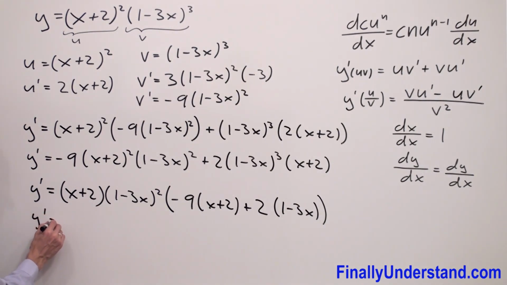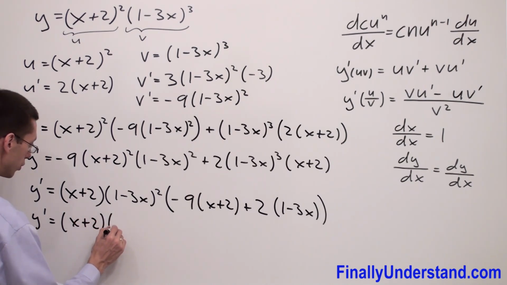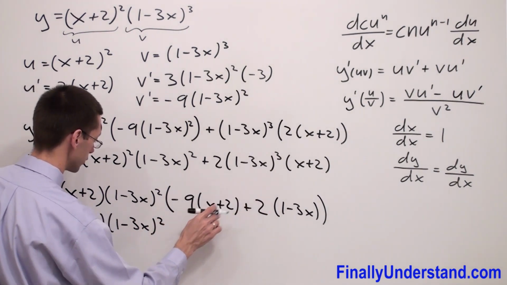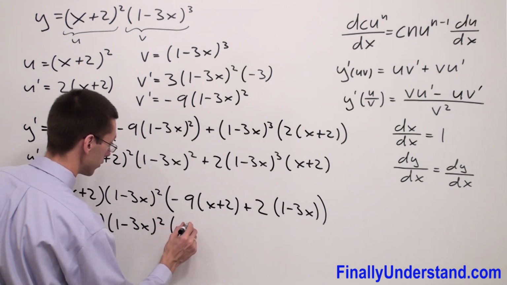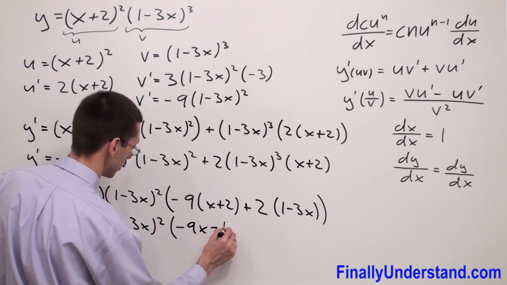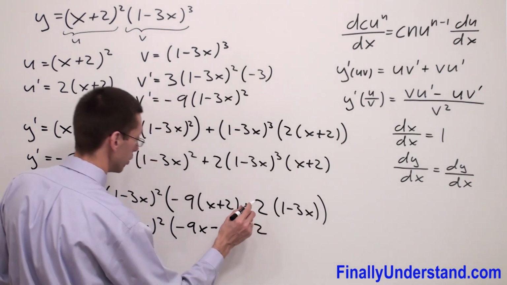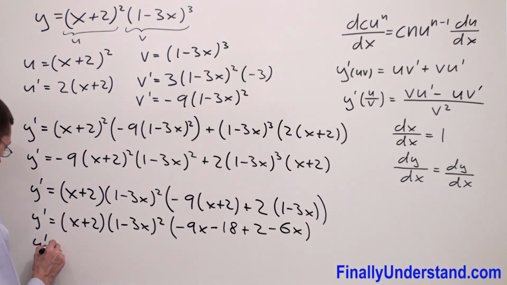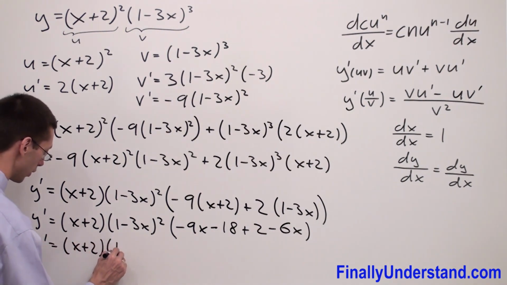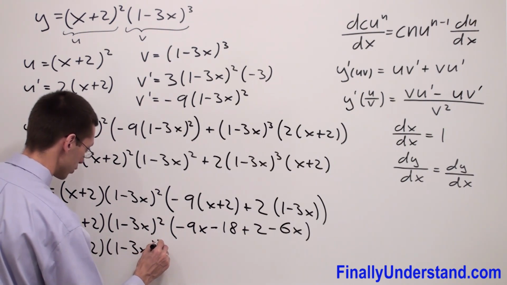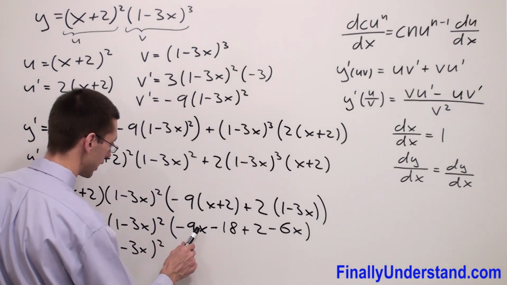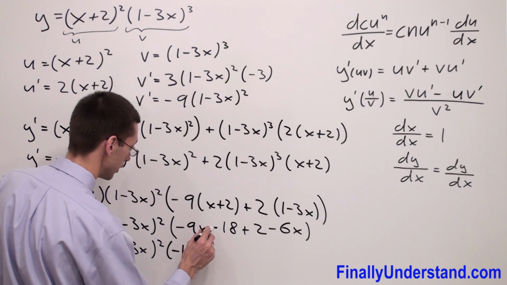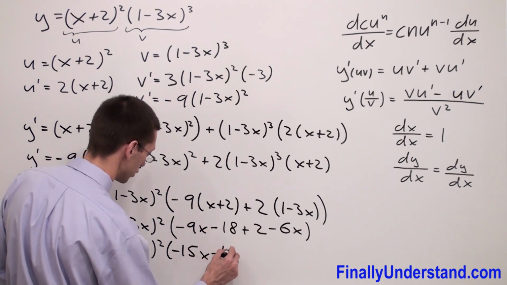So I have y prime is equal to (x plus 2)(1 minus 3x) squared, and we can organize the content of these parentheses. So I have negative 9x, negative 18, plus 2 times 1 is 2. 2 times negative 3x is equal to negative 6x. So I have y prime equal to (x plus 2)(1 minus 3x) squared, and I have negative 9x and negative 6x is equal to negative 15x. Negative 18 plus 2 is negative 16.